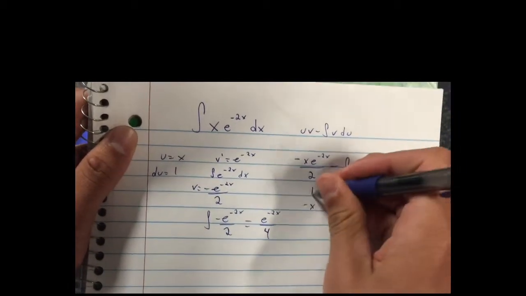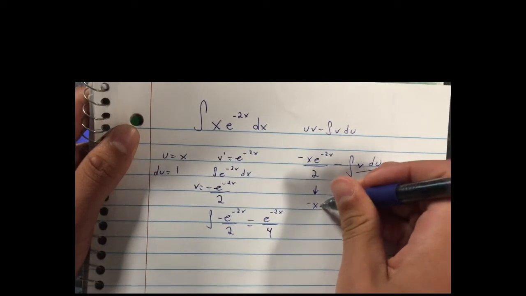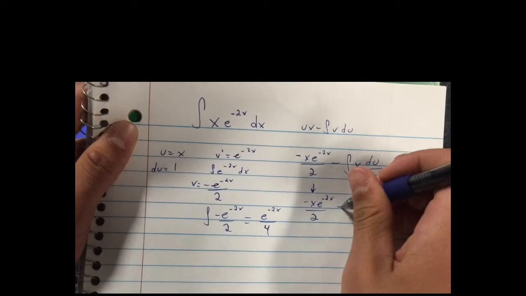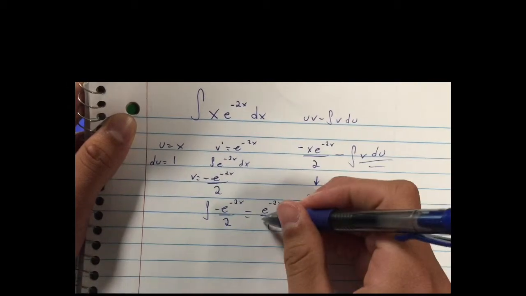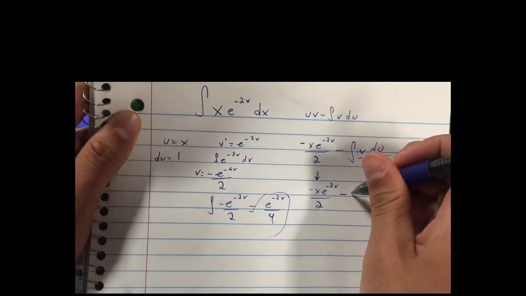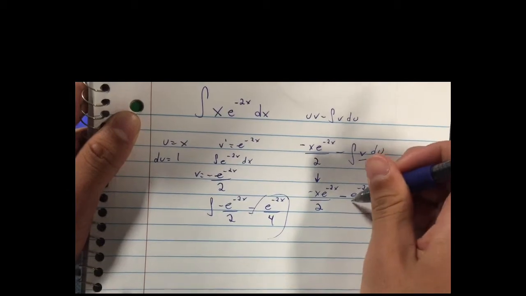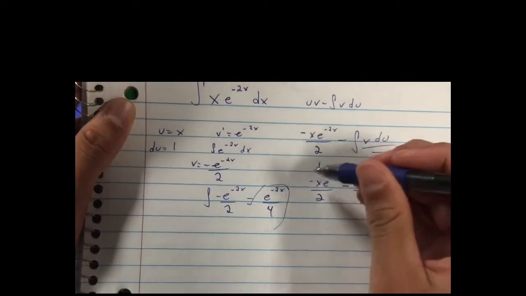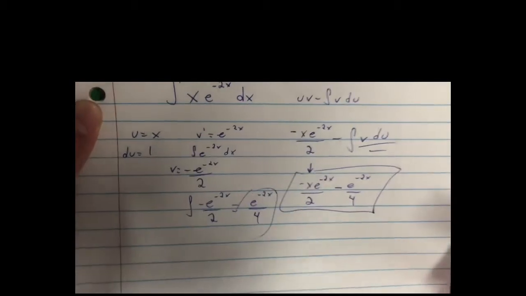So you bring this down, you'll get negative x e to the negative 2x over 2 minus that right here, e to the negative 2x over 4 times 1. So it'll just be that. And that is your answer.